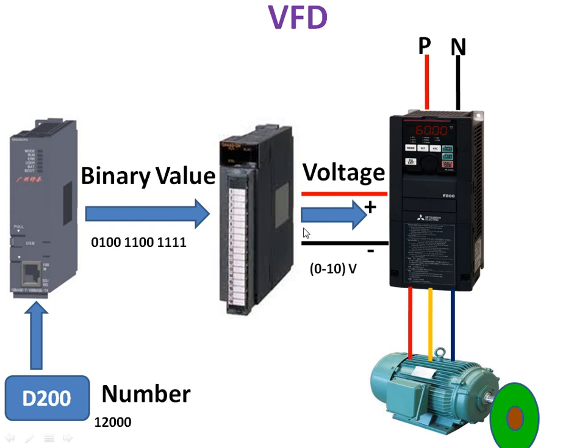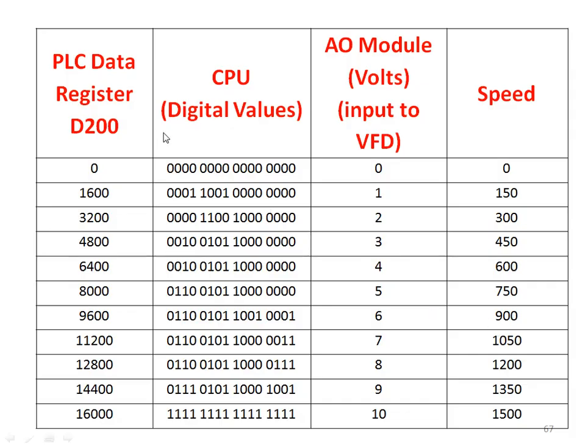This variable voltage, or the control voltage, is given to the control terminal of your variable frequency drive. So based on the voltage, the motor will run. This table represents the relation between the PLC data register value and the speed of your induction motor.